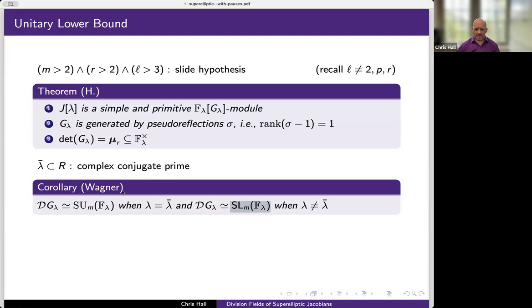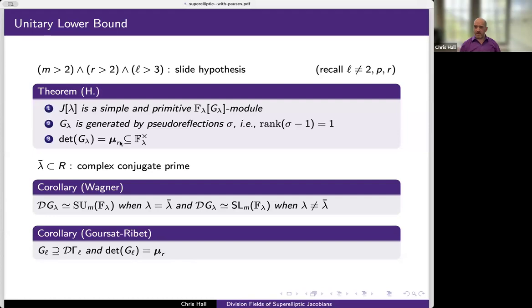Okay. Now this statement here, this corollary, this is group theory. Wagner's theorem is really old, like over 100 years potentially at this point. I'm not sure, but it's old. And nonetheless, it's really a consequence of these few statements that I've made up here, all of which are facts about the Galois module. Simple, primitive, the Galois group is generated by these pseudo-reflections, and there's at least one pseudo-reflection of order R. That's the other important thing. So once you combine all these things, it's a group theory result that you're going to get what you want for G lambda.